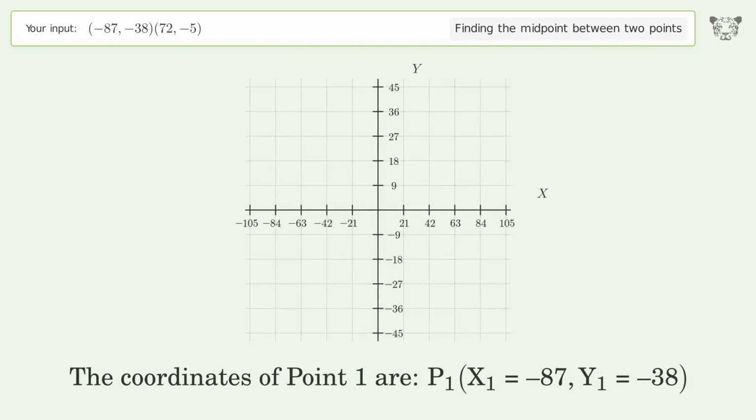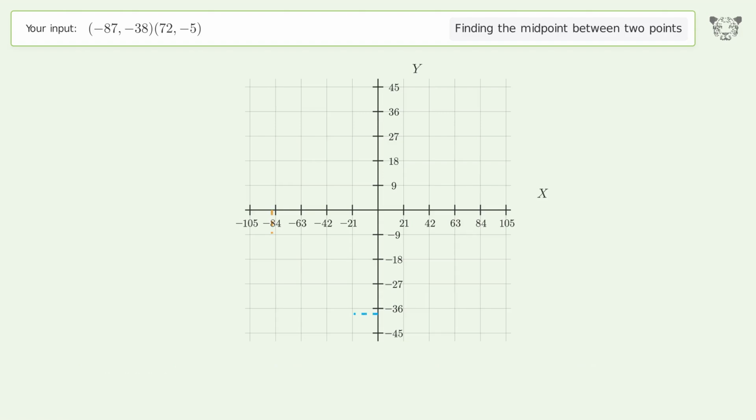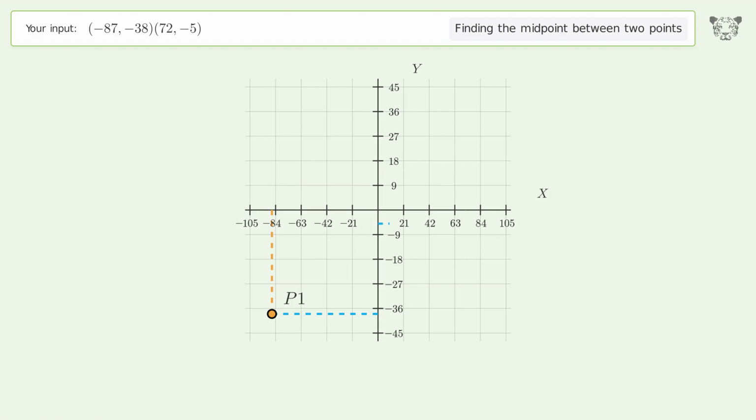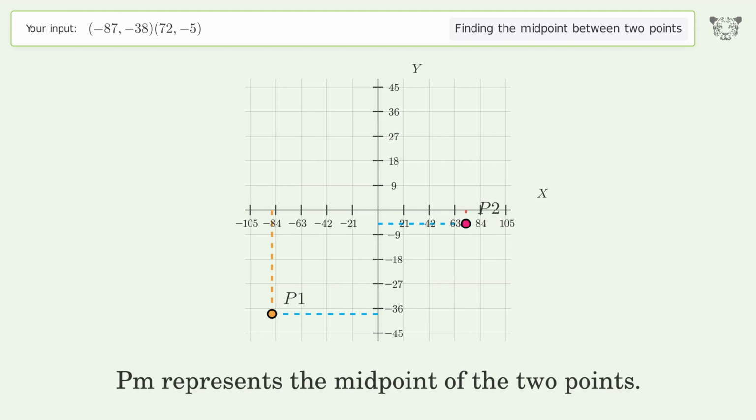The coordinates of point 1 are, x1 equals -87, y1 equals -38. The coordinates of point 2 are, x2 equals 72, y2 equals -5. PM represents the midpoint of the 2 points.